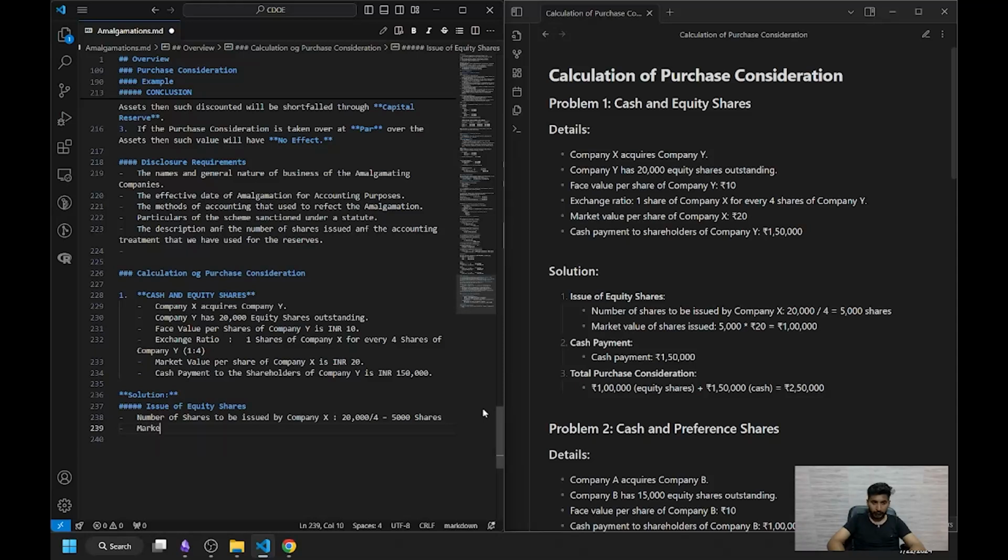And what will be the market value of the shares issued by company X? That will be 5,000 multiplied by rupees 20. Why? Because the market value for the share of company X is rupees 20. So it will be 1 lakh.